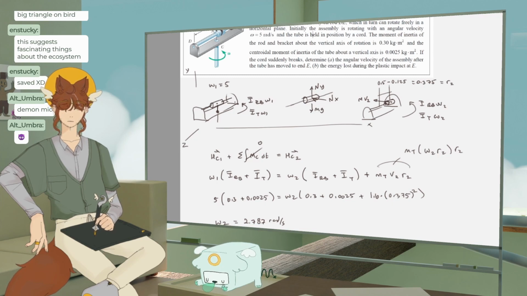Let point C be the intersection of axle C and bracket DE. Let point G be the center of mass of tube AB. Okay, that is an awful picture.